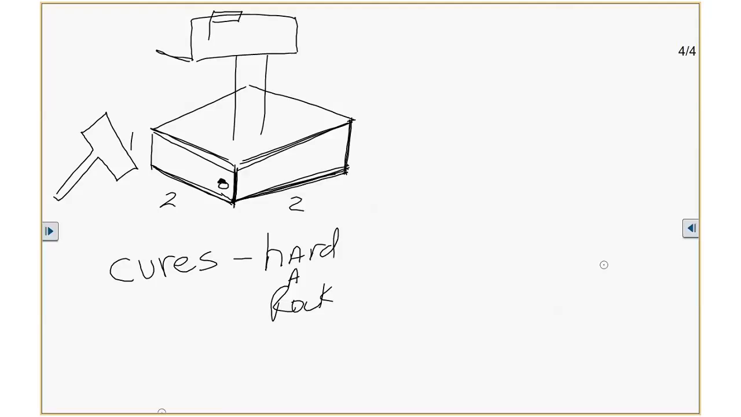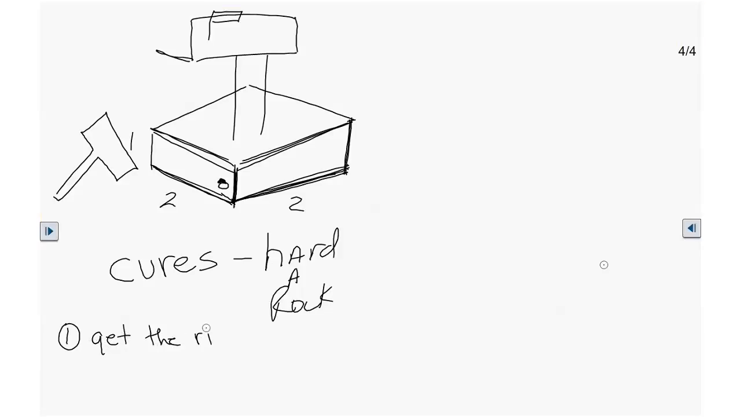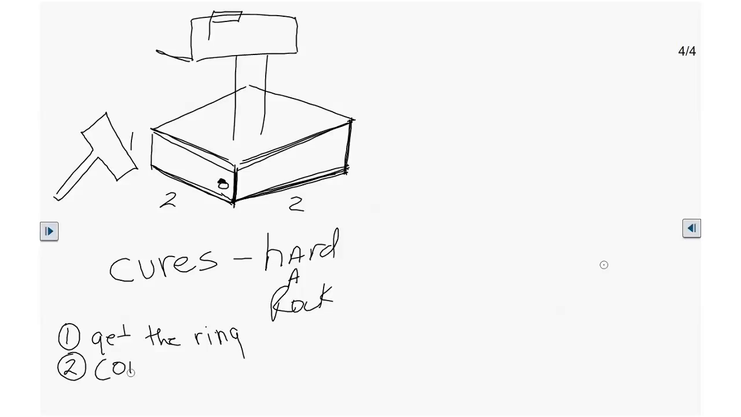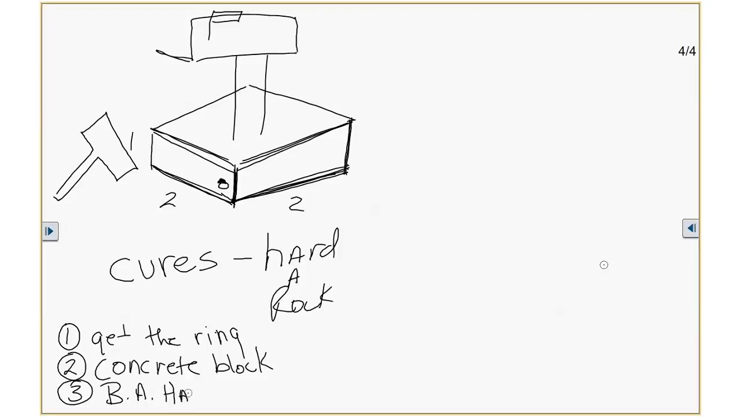So, 1, what is your objective? Your objective is to get the ring. Well, you don't know what's going on. Then you just quit. You bust blocks until you find the ring. 2, what's the obstacle? The obstacle is what? Concrete block. And what is the tool that you're going to be using? The VA hammer. Because you got to use a big one, because you take a full claw hammer and beat yourself to death.